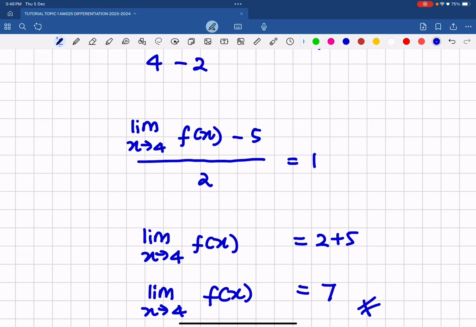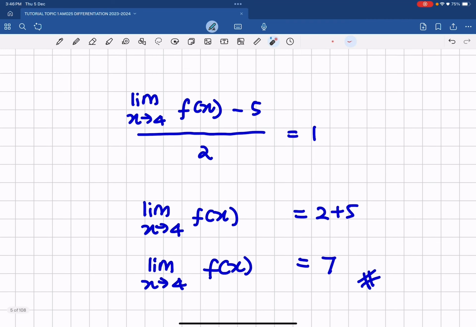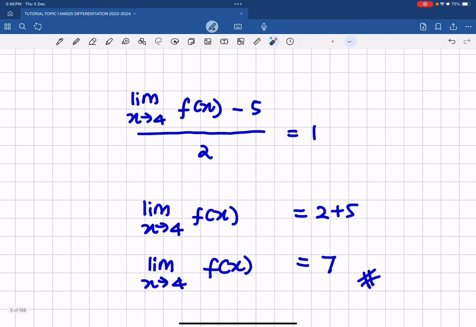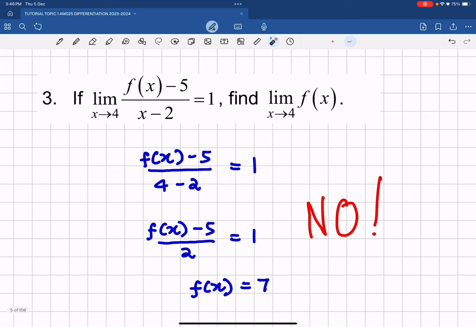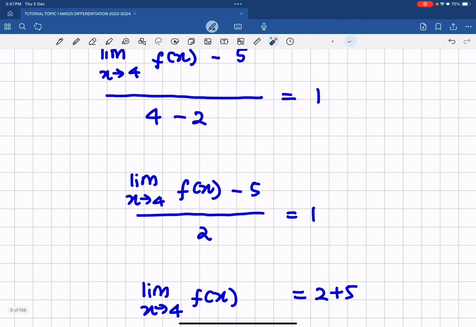So this is how you write down the limit of f(x) when x equals 4 is 7. So just now, writing f(x) equals 7 is absolutely wrong, even though you get the same answer, because the question asks you to find the limit of f(x) when x equals 4. So you need to write down this notation.